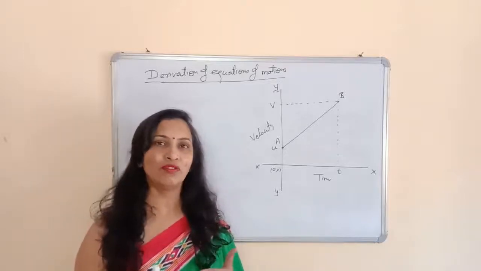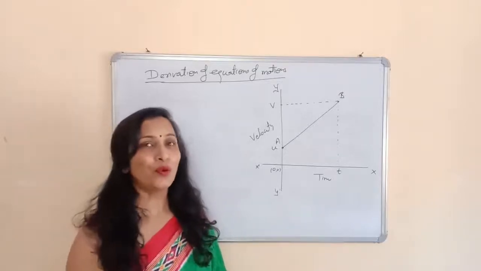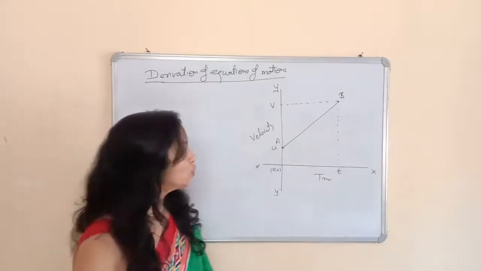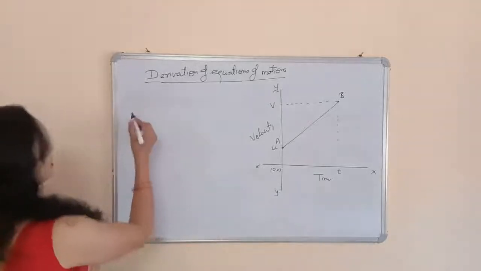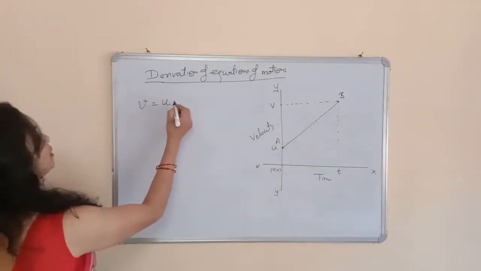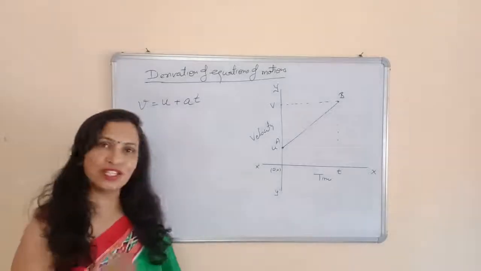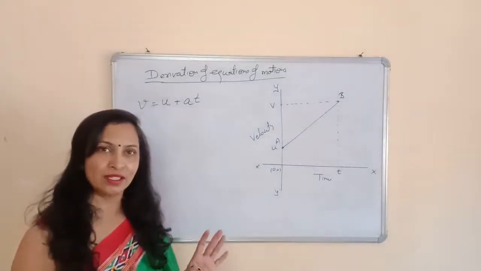You should know how we can use these equations of motion and what the method is to derive them. So there are three equations of motion. I have to write it like V is equal to U plus AT. This is the first equation of motion. You know V is the final velocity, U is the initial velocity, A is the acceleration, and T is the time.